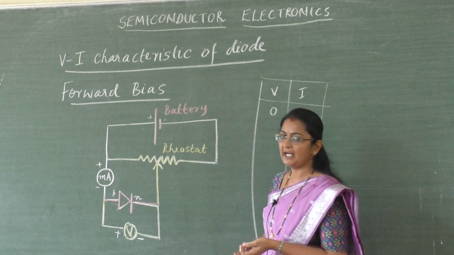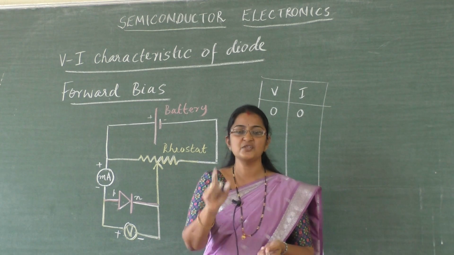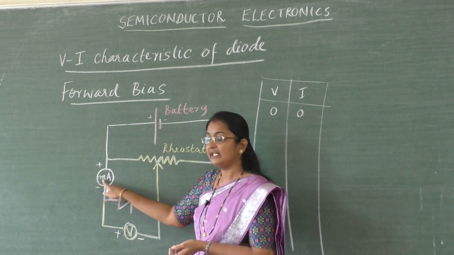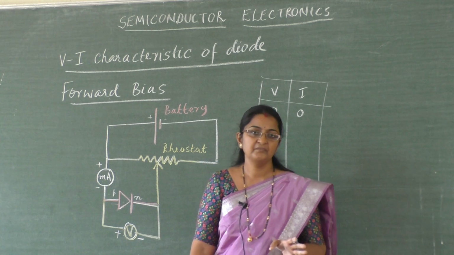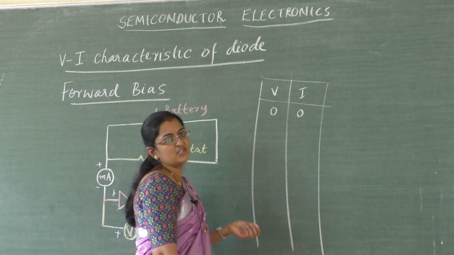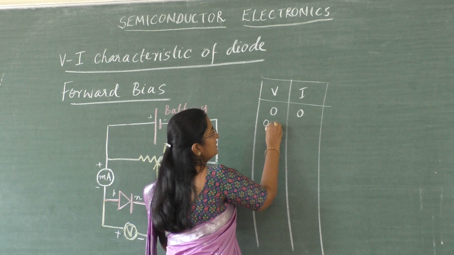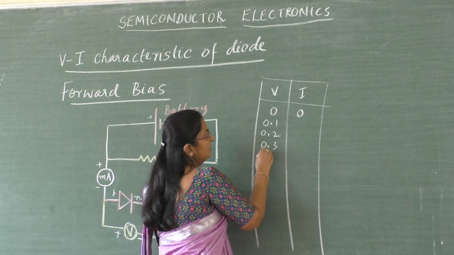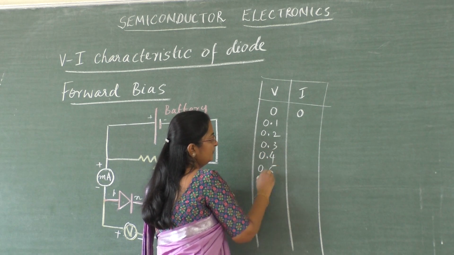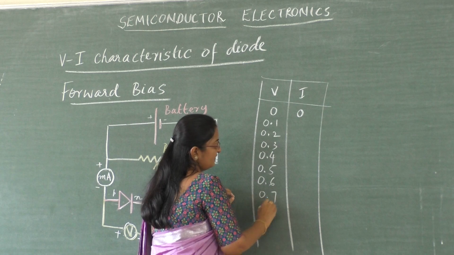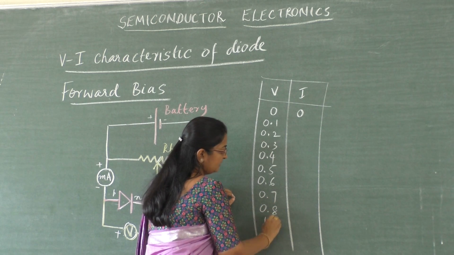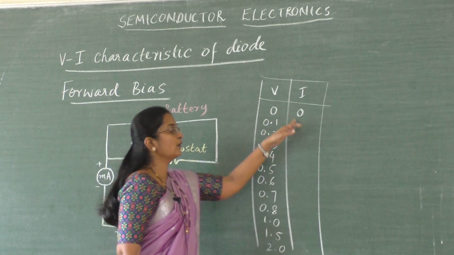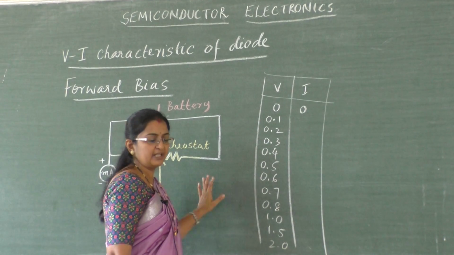You have switched on the battery, you have not given any external voltage, so the V value measured will be 0. So, what reading do you get here? 0. As you increase the voltage, say in steps of 0.1: 0.1, 0.2, 0.3, 0.4, 0.5, 0.6, 0.7, 0.8, 1, 1.5, 2, etc. Let me record the readings of the current that I get.